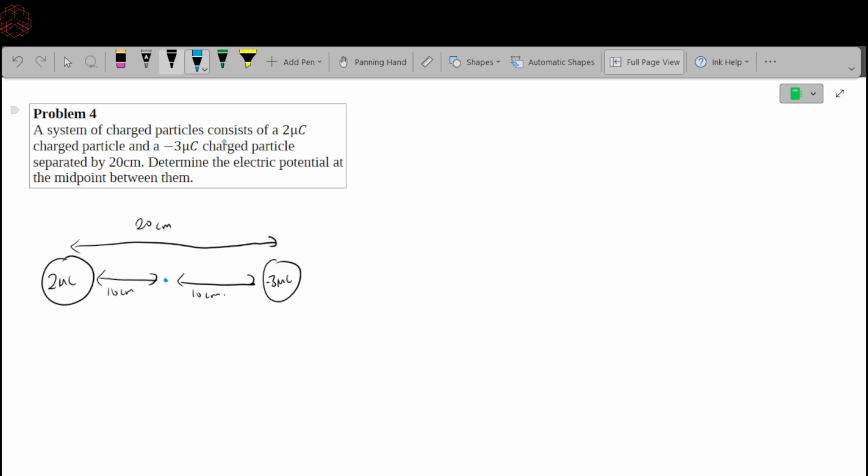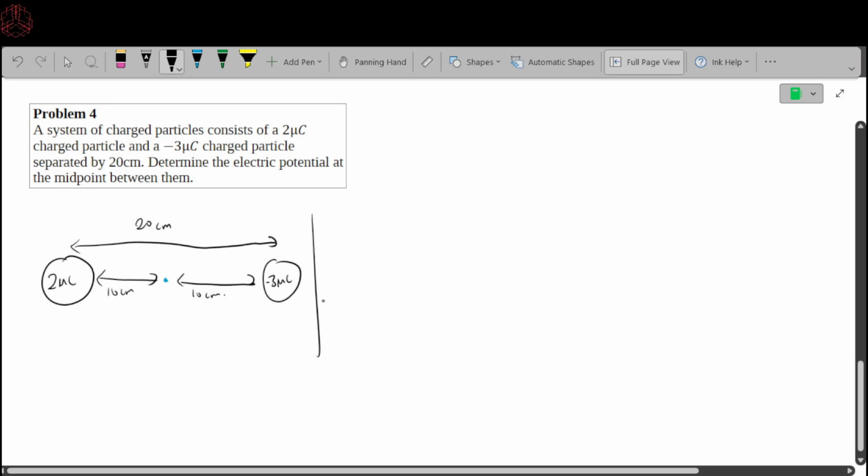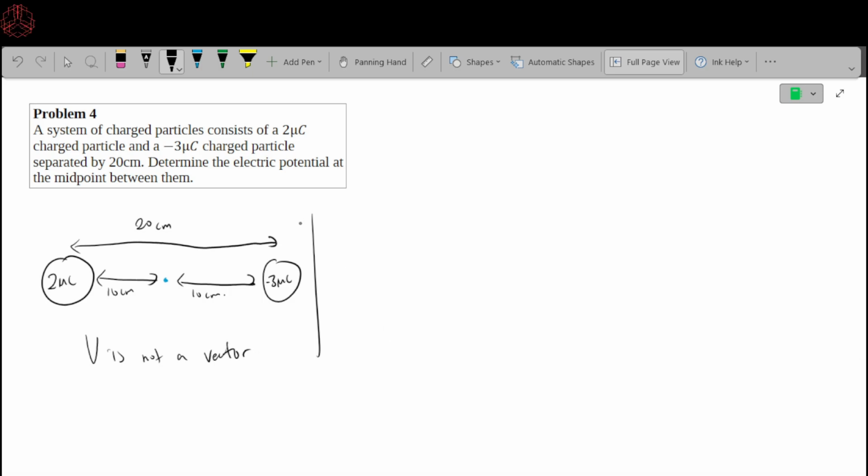The good thing about potential is that it is not a vector. V is not a vector. But it does work on the idea of a sink and a source. A positive charge is like a hill, so if I put a ball, it's naturally going to come down. And a negatively charged particle acts more like a hole. So you have to preserve the positive and negative charge.